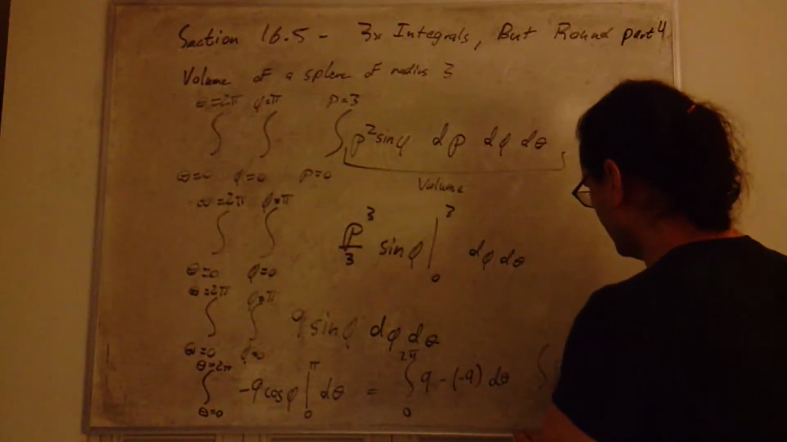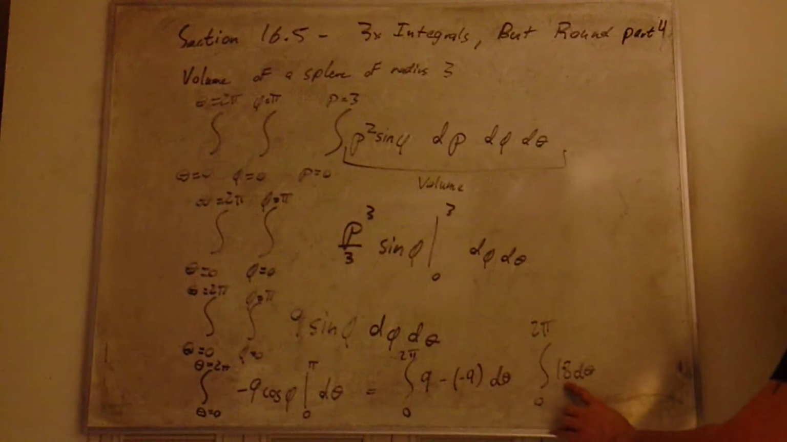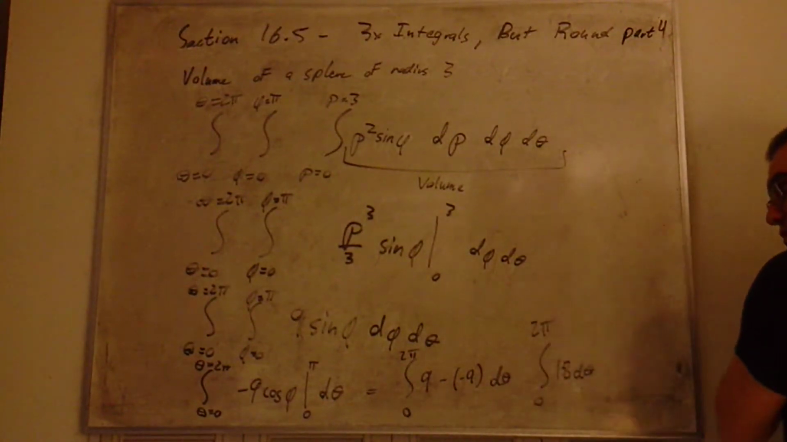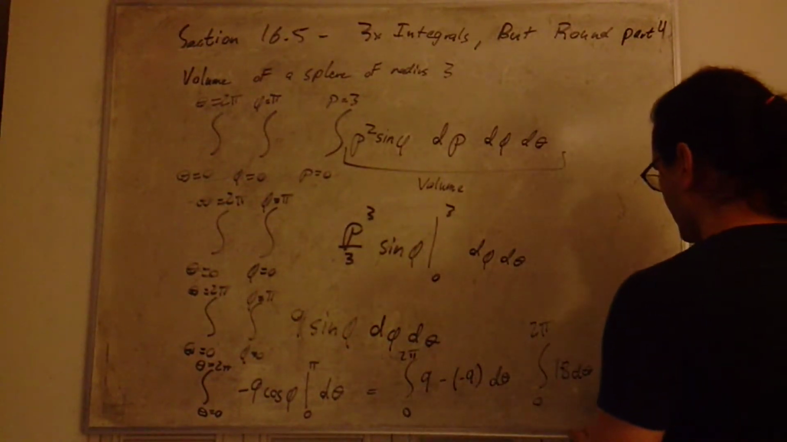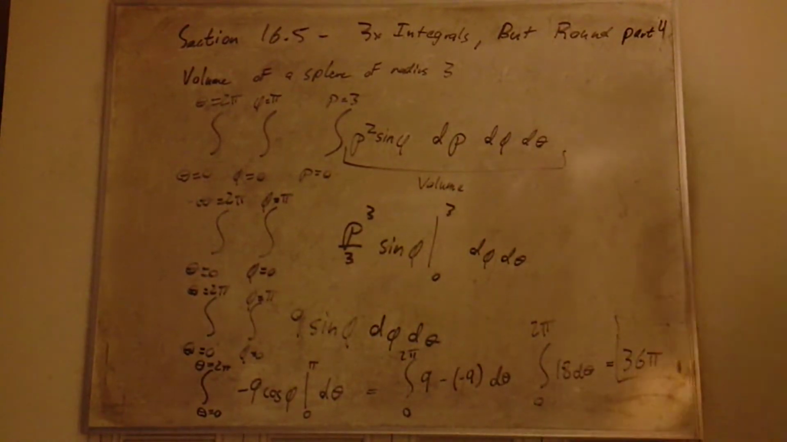The integral of 18 d theta from 0 to 2 pi. When you integrate a constant with respect to theta from 0 to 2 pi, you just multiply it by 2 pi. So this is 36 pi, just like we expected.